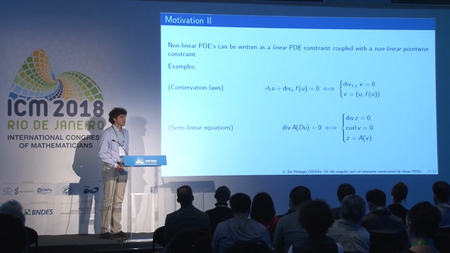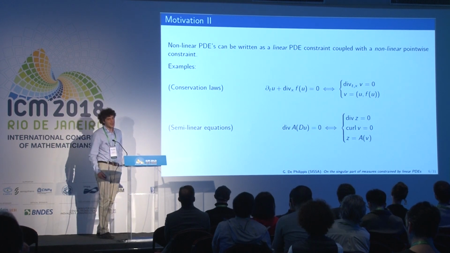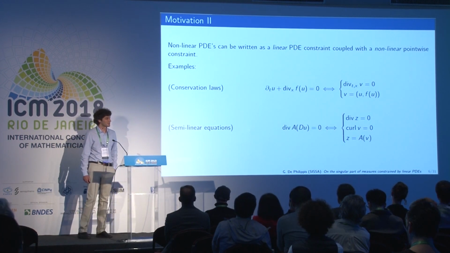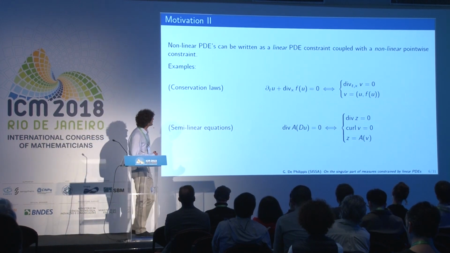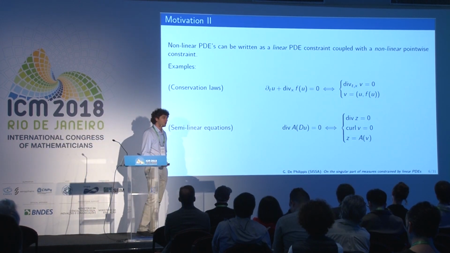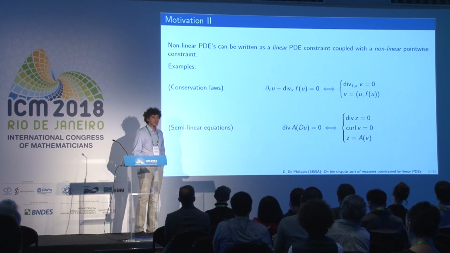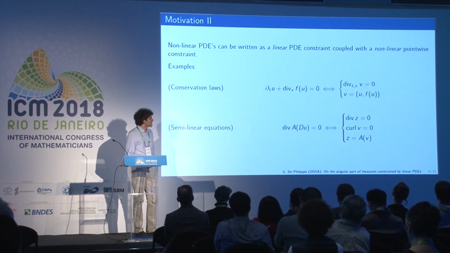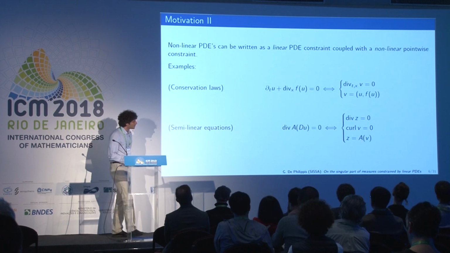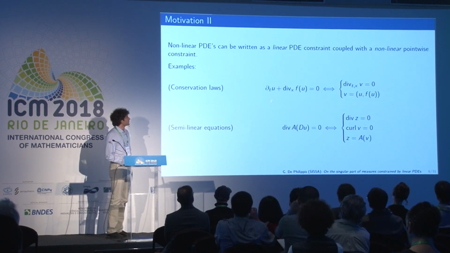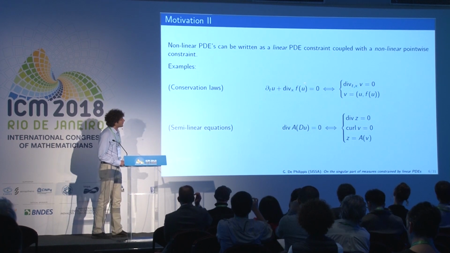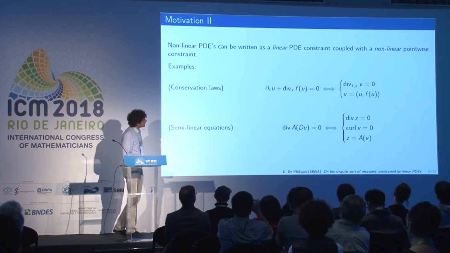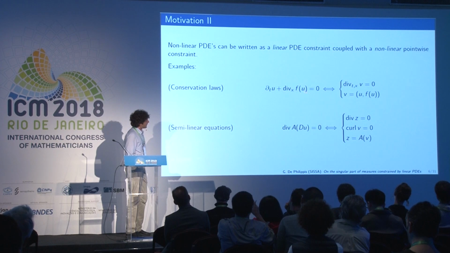The second motivation is, and here comes nonlinearity, because we can think that the linear theory is somehow well understood, that most nonlinear PDEs can be thought of as the coupling of a linear PDE and a pointwise constraint. Here there are just two examples, but there are actually many others. The first one is the example of conservation laws, where you have a quantity which evolves according to this conservation law, which is nonlinear.